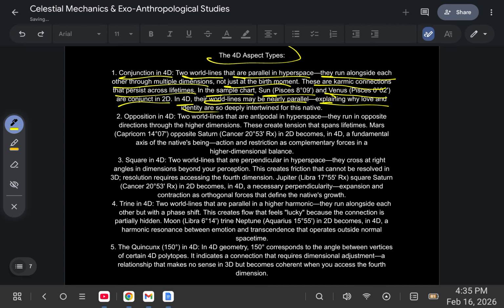Now we look at opposition in 4D. 2 world lines that are antipodal in hyperspace. They run in opposite directions through the higher dimensions. These create tension that spans lifetimes. Mars, for example, in Capricorn at 14°07', opposite Saturn, for example, in Cancer at 20°53' retrograde, in 2D becomes, in 4D, a fundamental axis of the native's being. Action and restriction as complementary forces in a higher dimensional balance.